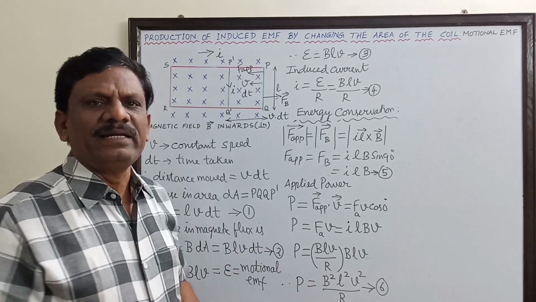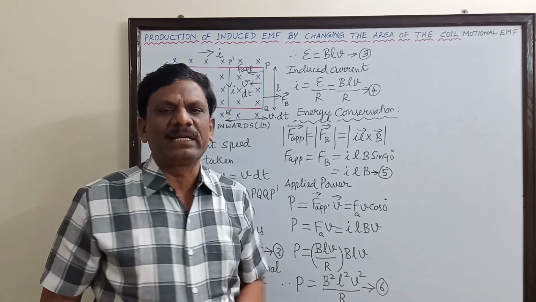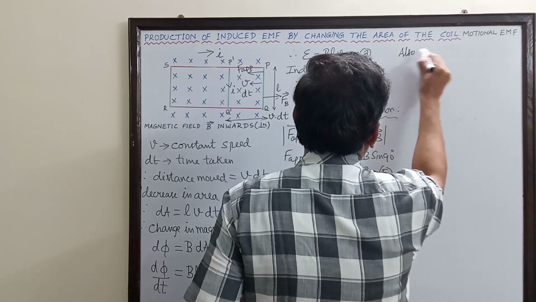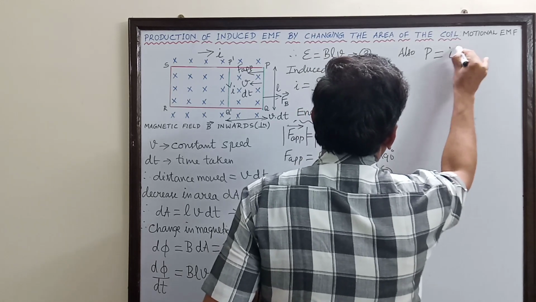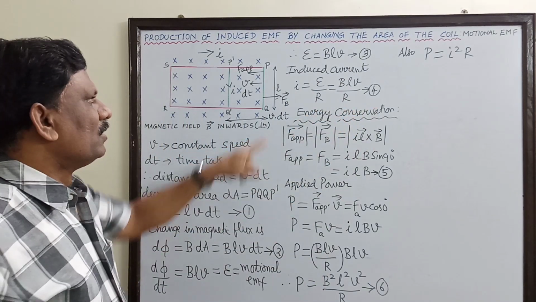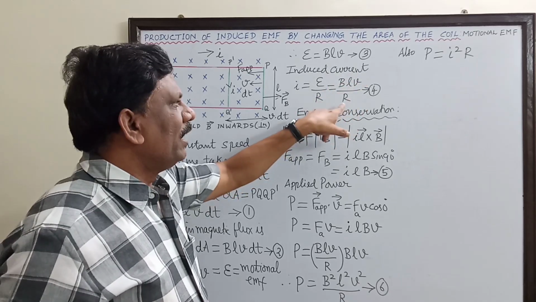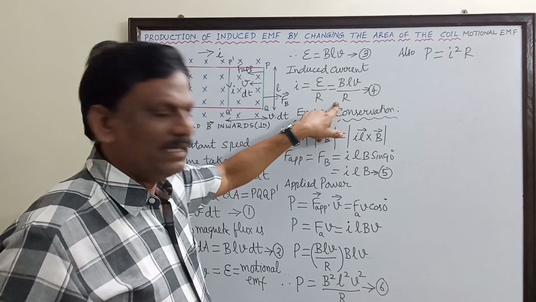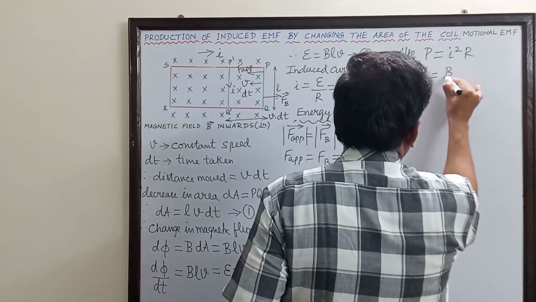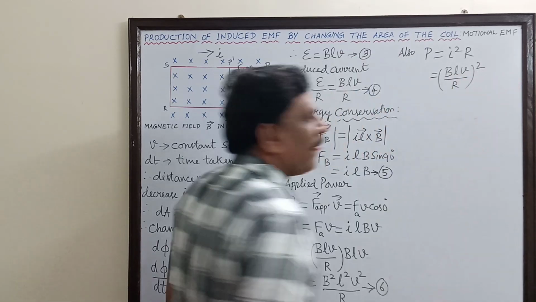But we have already studied that electric power P is also equal to I square into R, or voltage into current. Is it not? So I will now write power P is equal to I square into R. So in place of I, what shall I write now? BLV by R, the whole square. Understand? So now this is equal to BLV by R the whole square.